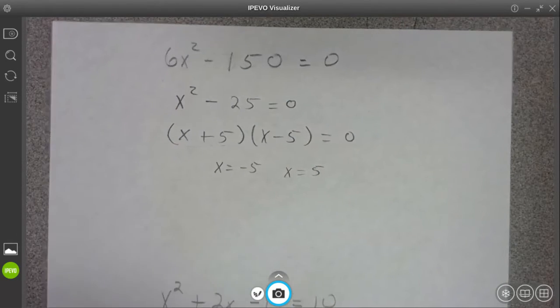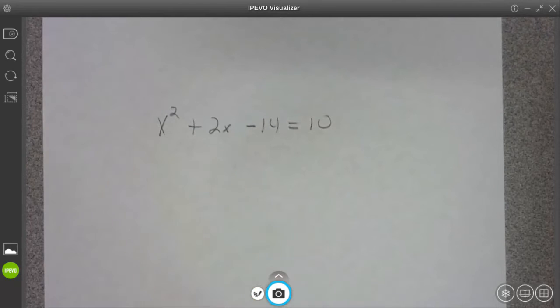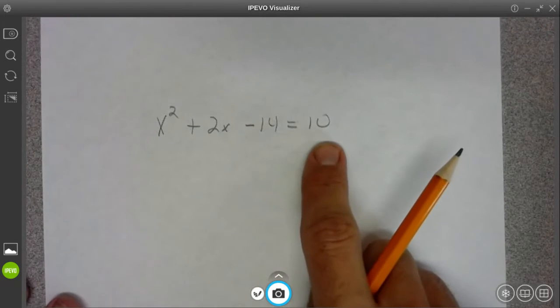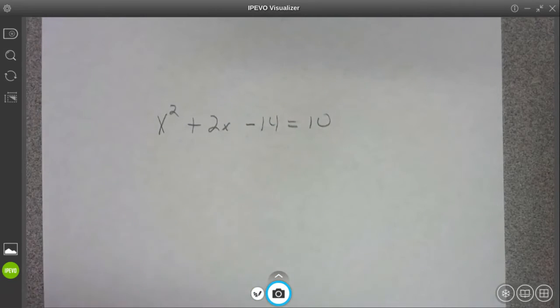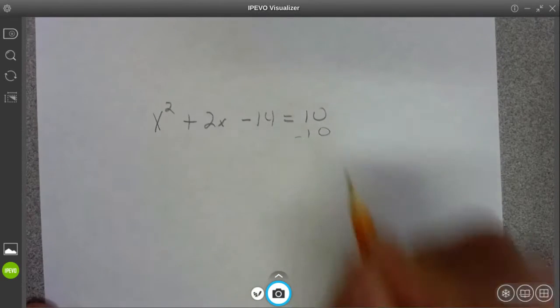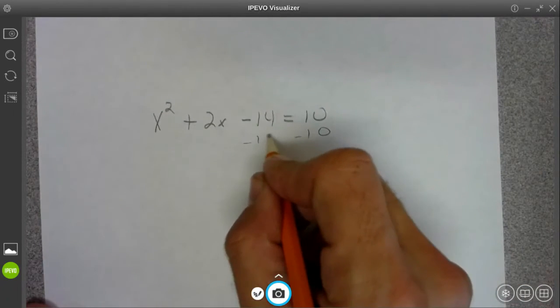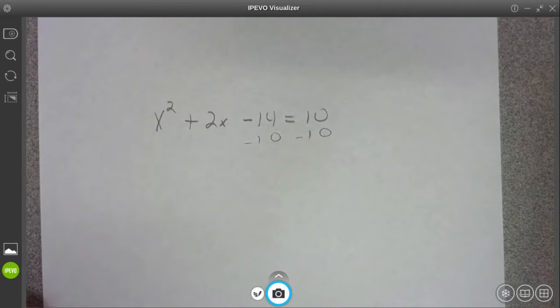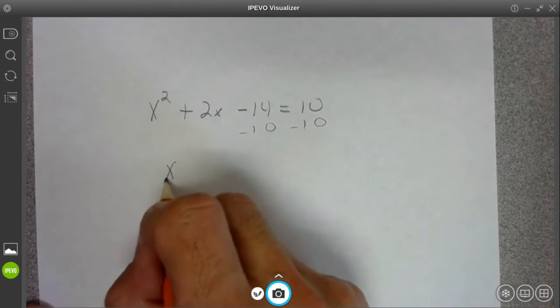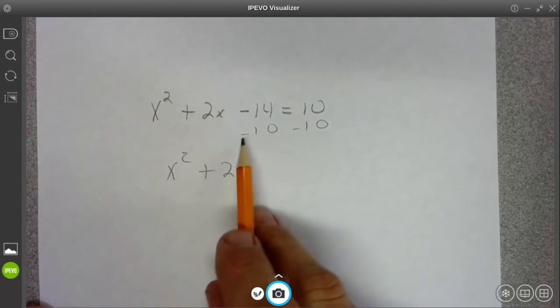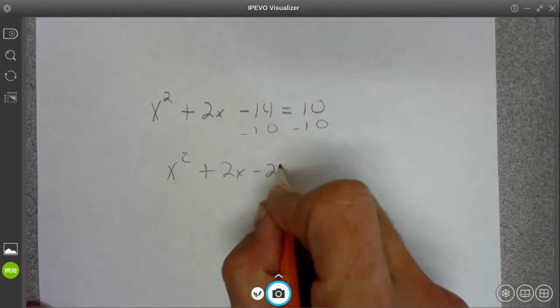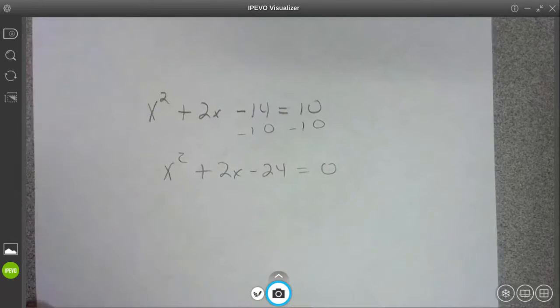All right, next. We have a number on this side. It's not that bad. You just have to move it over to the other side. So subtract 10 from both sides. There you go. And that does it. You're going to get x squared plus 2x, negative 14 minus 10 is negative 24 equals 0.